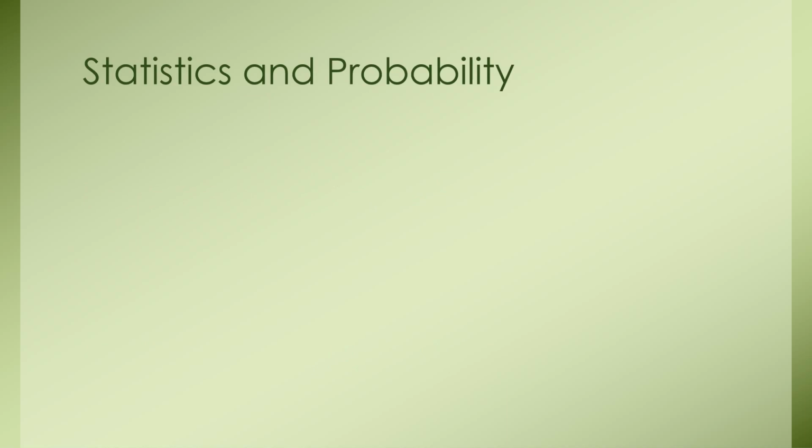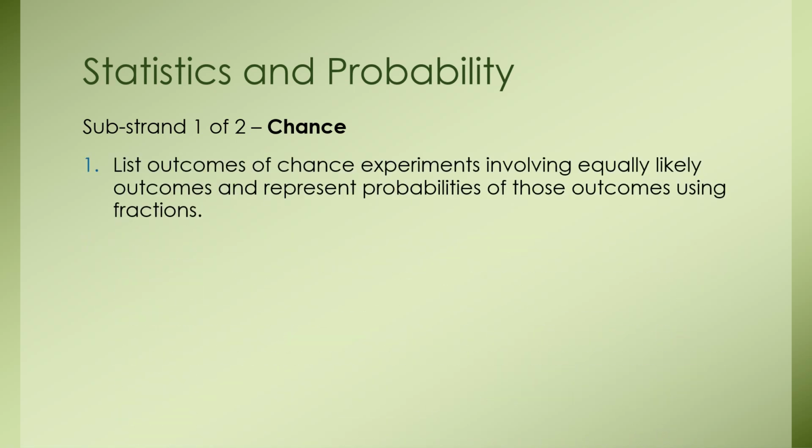Statistics and probability is the final strand that we'll be looking at. So the first substrand of the two is chance. List outcomes of chance experiments involving equally likely outcomes and representing the probabilities of these outcomes using fractions. So a clear example of that is when you flip a coin, it could be heads or tails, there's a 1 in 2 chance of it being heads, so that's a half chance. So that would be the fraction that you would use for that.